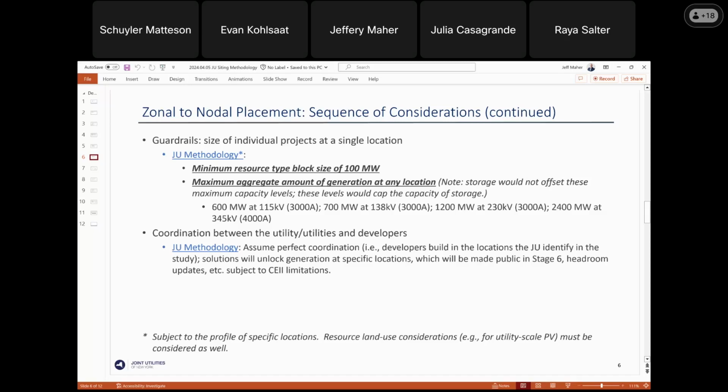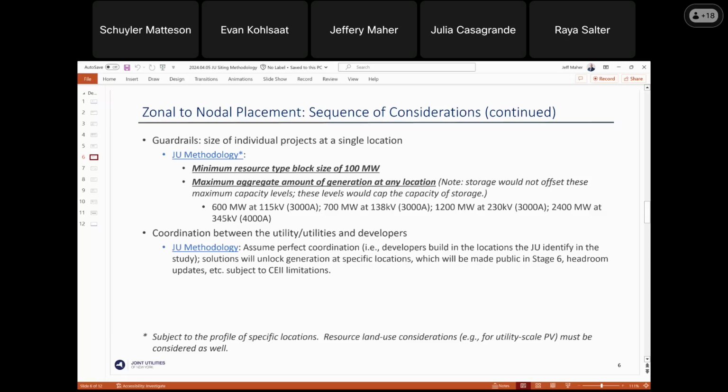And then another consideration here is that coordination between the utilities and developers is assumed to be perfect coordination, which means that the developers will build in the locations that you identify in the study, and then solutions will unlock the generation at those specific locations, which will then be made available to the public in stage 6 of CGPP through things such as headroom updates and other methods subject to CEII limitations.